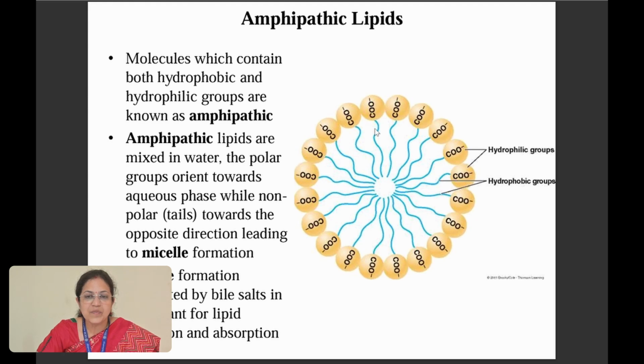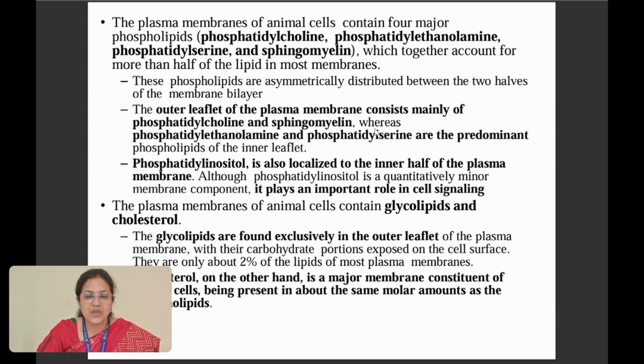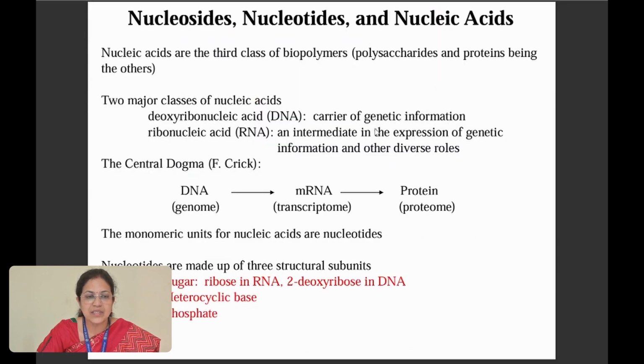Now all of you know what biological membranes are. This slide tells you about the biological membrane. The biological membrane is made up of 2 layers, a hydrophilic layer and a hydrophobic layer. This entire structure is called the fluid mosaic model, and it is made up of phospholipids, cholesterol, steroids, glycolipids.